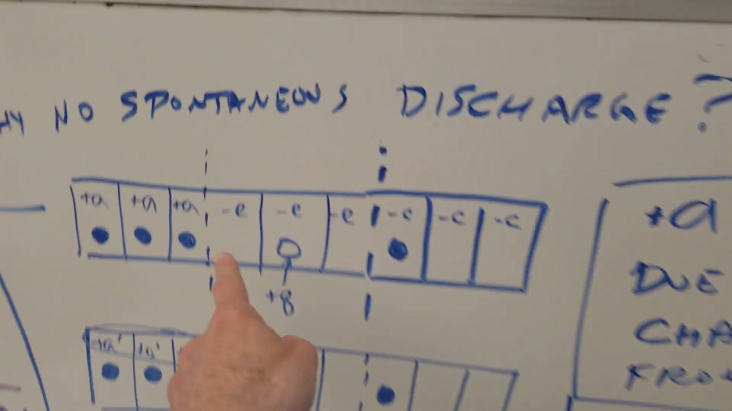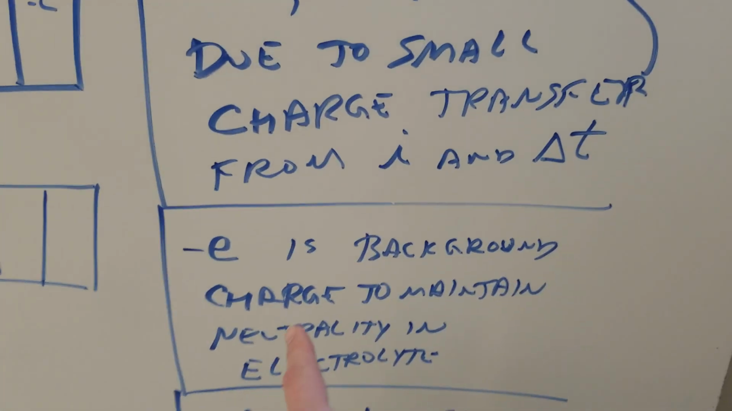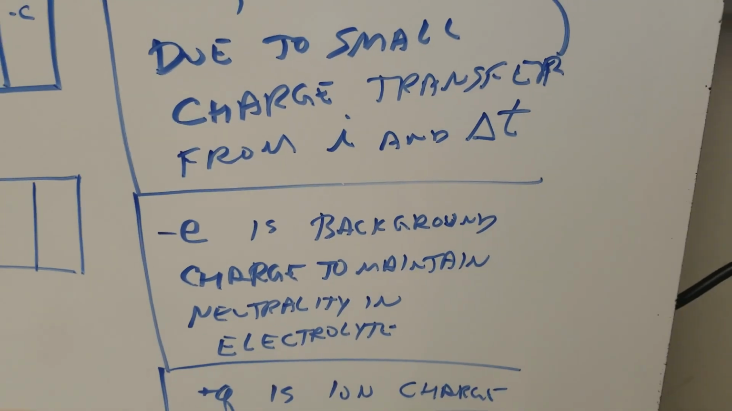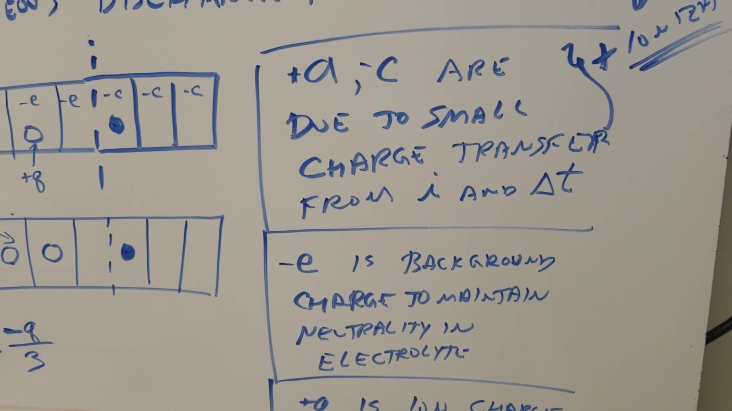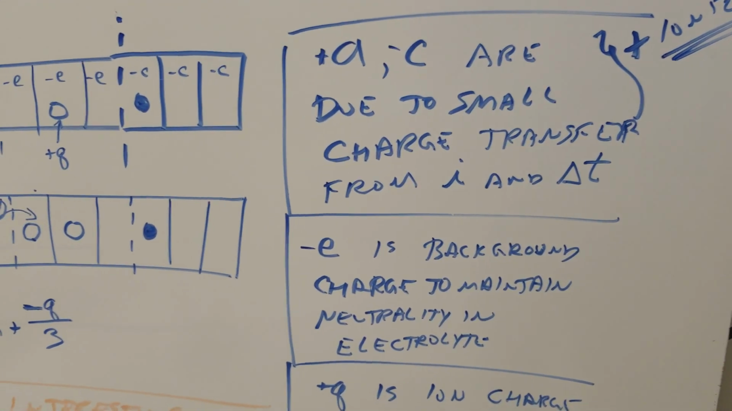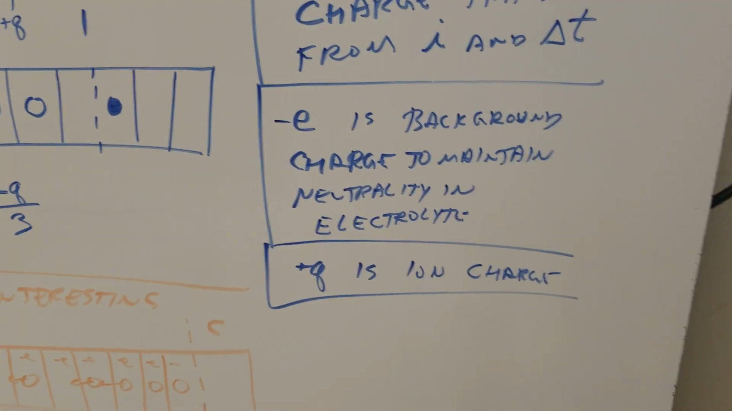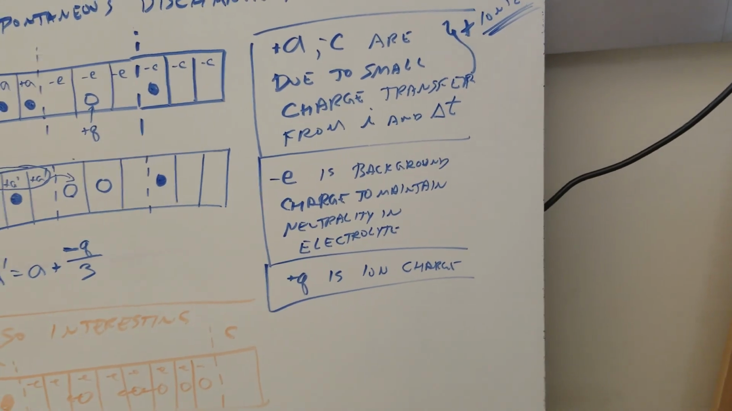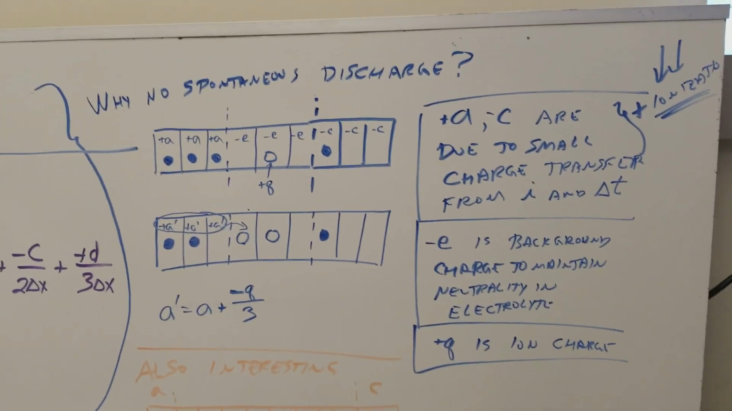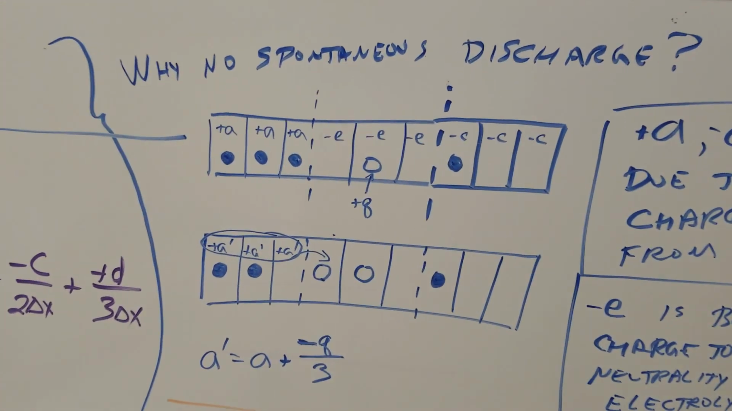Now, talking about this negative E charge, that negative E charge is just the background charge needed to maintain neutrality of the electrolyte. So that comes about from our understanding of the composition of the electrolyte. And then the Q on our ion is just the charge on the ion, so it's just going to be plus 1 electron. And again, that's why these electrostatics are going to play such a significant role.